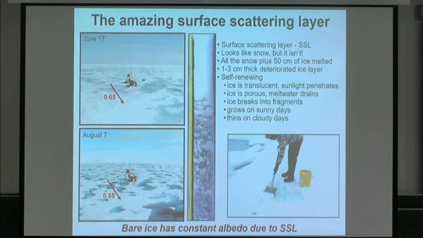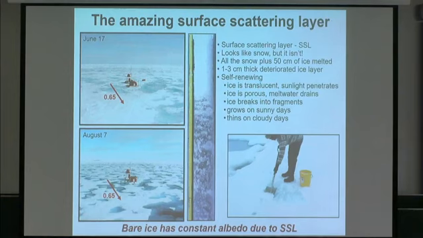So what's going on? And what's going on is there's a surface scattering layer. You can go and you can pick it up in your hand, you can shovel it, and it looks like coarse-grained snow. But what it really is is deteriorated ice, because ice is translucent, some sunlight penetrates, it causes more melting at the grain boundaries. If that ice is above freeboard, the meltwater drains and the ice just falls apart. And this surface scattering layer is interesting because it's self-renewing. You can go out and shovel it off and come back the next day and you have another surface scattering layer.